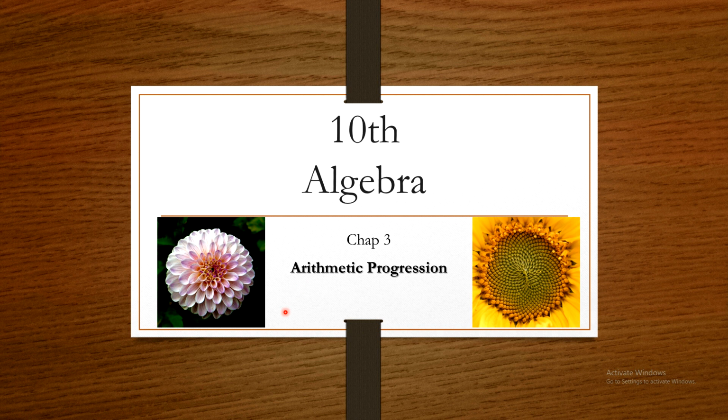Hello students, today we are going to learn 10th algebra, chapter 3, arithmetic progression. In this picture, you just observe that these are pictures of two flowers. In the first flower, the petals are arranged in some definite sequence. And in the second image, the sunflower, the seeds and petals are also arranged in some definite order. So these are called natural examples of an arithmetic progression, that is called an AP.